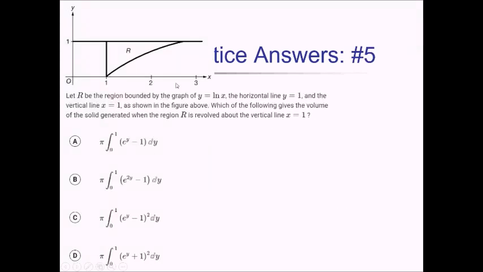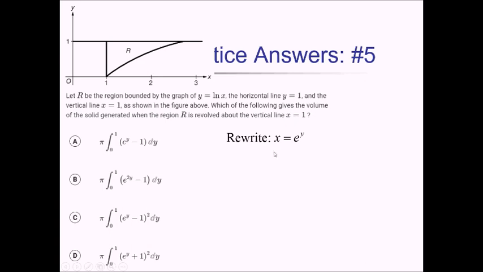For this problem, we're given this region R between the graph of y equals ln of x and y equals 1 and the vertical line x equals 1. We want to know which of these gives the volume of the solid generated if I revolve this around the vertical line x equals 1. So I'm going to have to integrate with respect to y, which the answer choices make abundantly clear. For that reason, I'm going to take this function y equals ln of x and express this as x equals something with a y in it. So I'm going to rewrite this as x equals e to the y if I raise e to both sides.